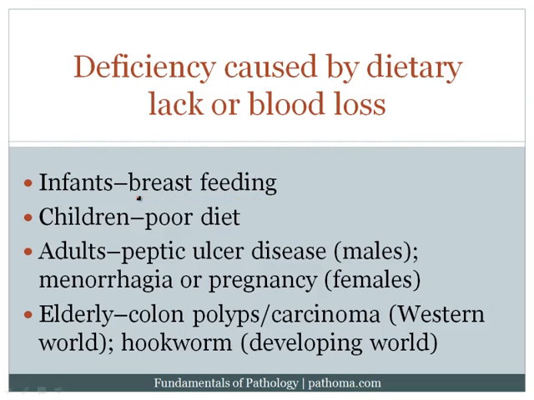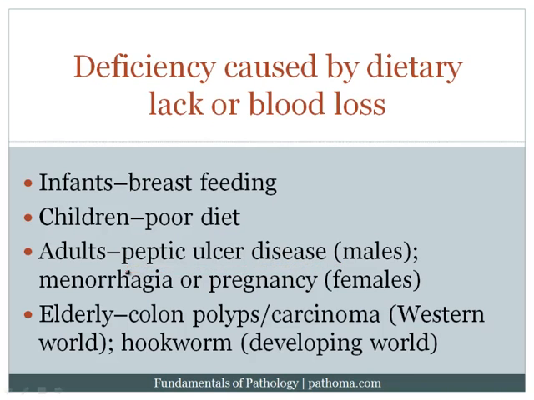In a child, iron deficiency can arise if there's a poor diet. And so children, they're growing, they need iron, and sometimes the diet is not appropriate for that growth. And so children can become iron deficient due to poor diet. In adults, important classic causes of iron deficiency: in a male, you think about peptic ulcer disease. That's actually the most common cause in a middle-aged male.